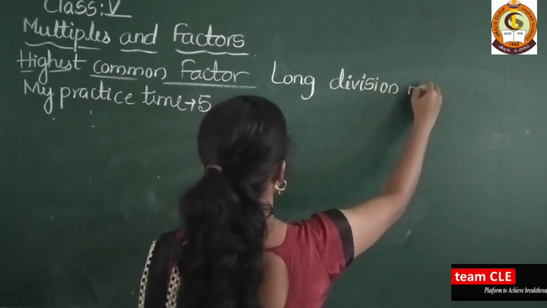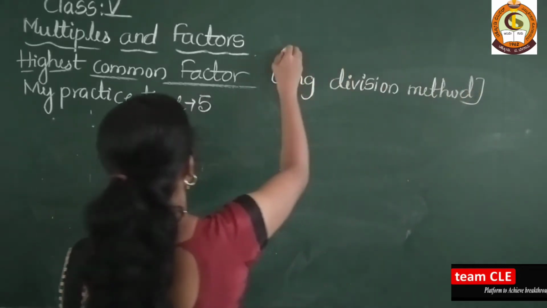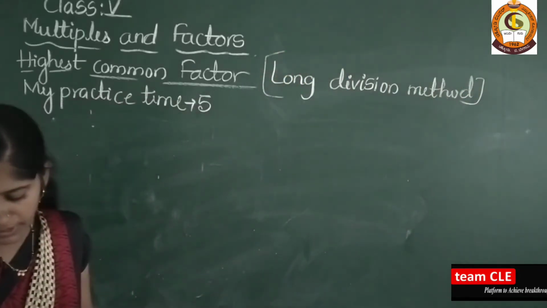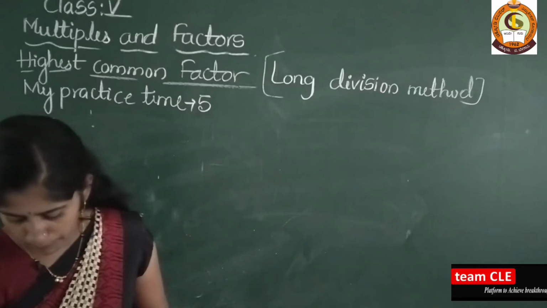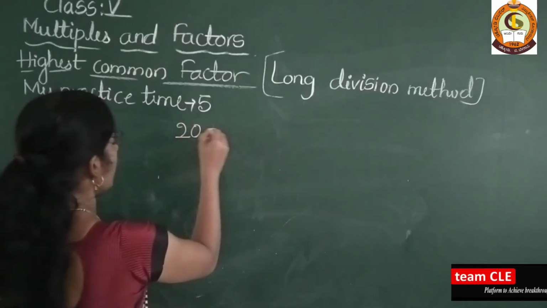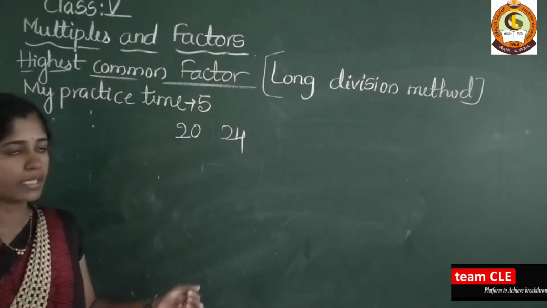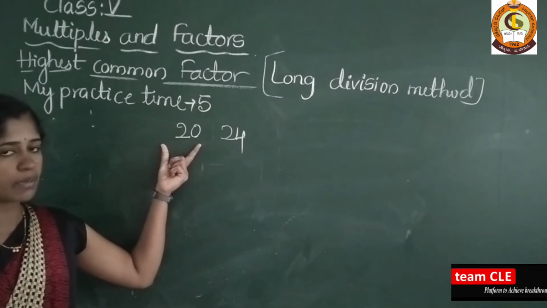Division method. Okay, so here you have to find the highest common factor by the long division method. I will take one simple example here, 20 and 24. Among these, which one is the greater number? 24, and the smallest number is 20.